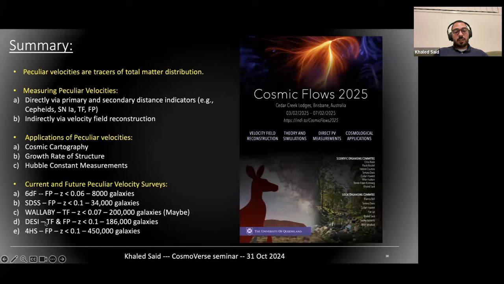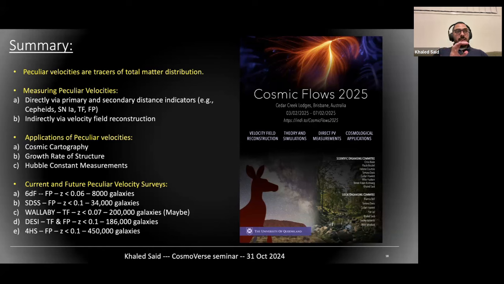DESI in the north will be able to give us Tully-Fisher distances and fundamental plane distances. And we actually now have a program for type Ia supernovae as well. And that will go to a redshift of 0.1. And we will get about 186,000 galaxies for this.